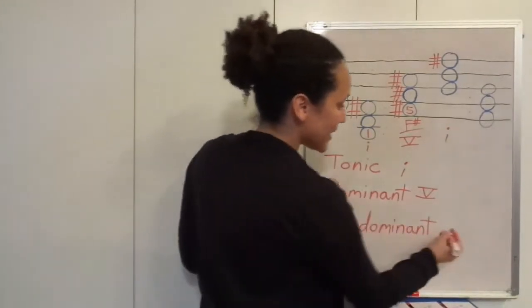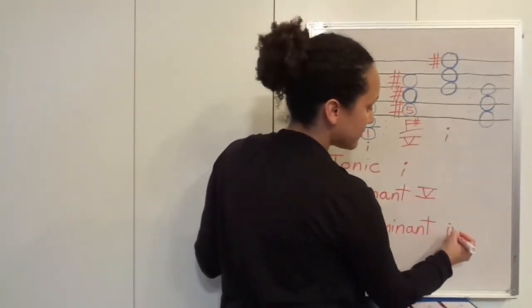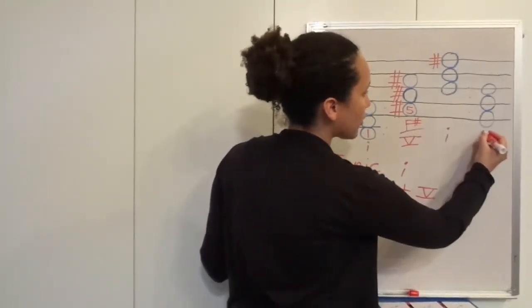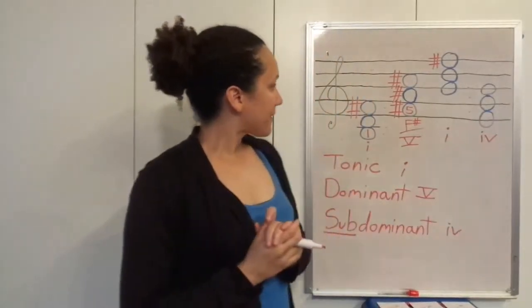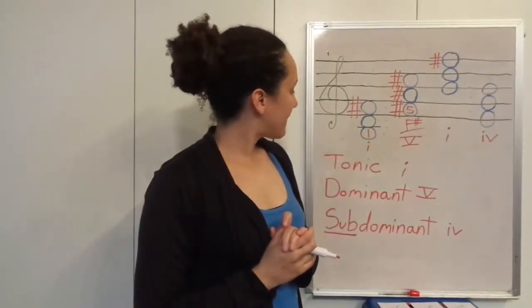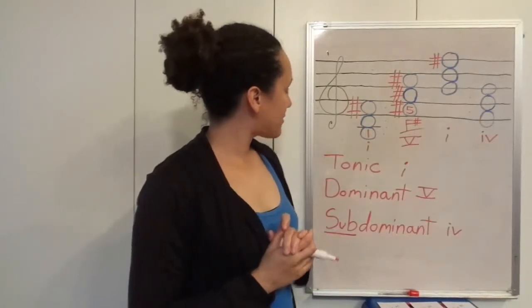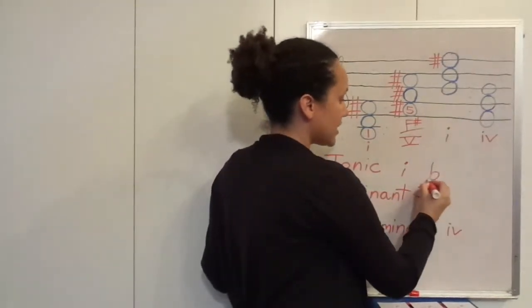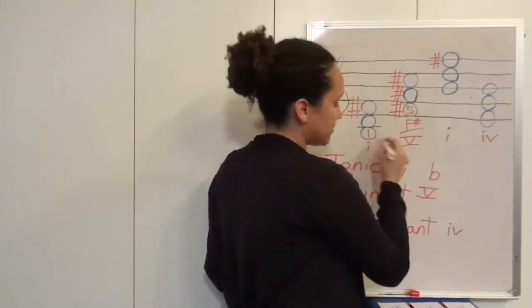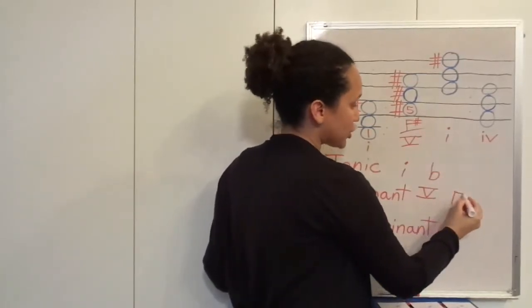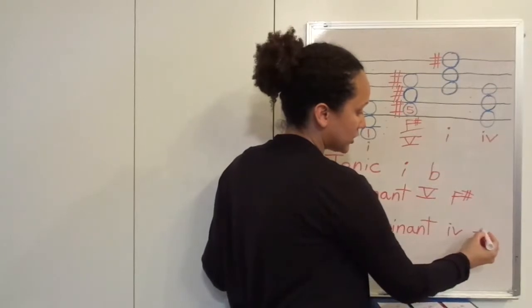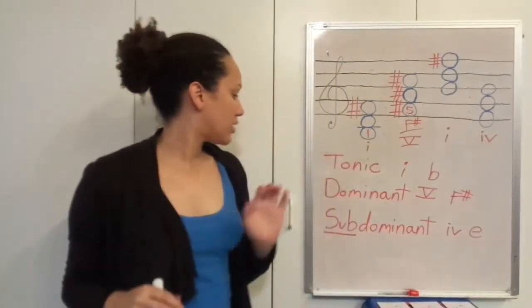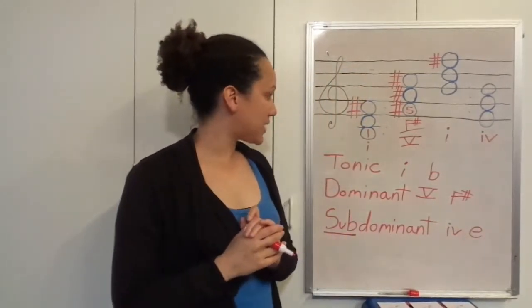Okay. Let's find that here. i, V, and iv for our 4 chord, or subdominant, because of our E. And I think we have everything. I'll go ahead and add in here. There's our B for our B minor chord. There's our F sharp, capital for major. And then here I'll do a lowercase e for the minor subdominant.